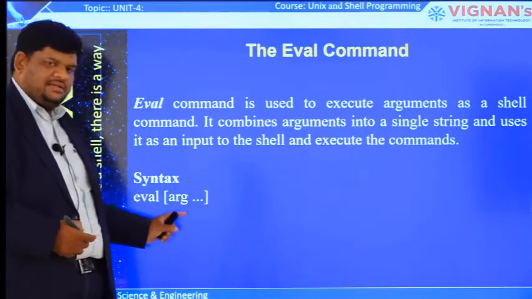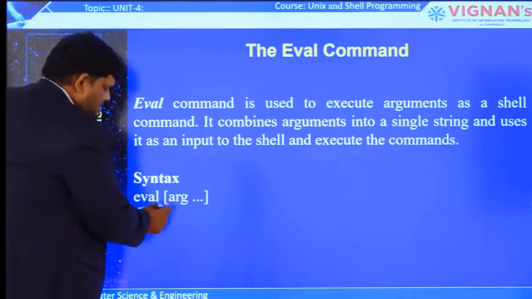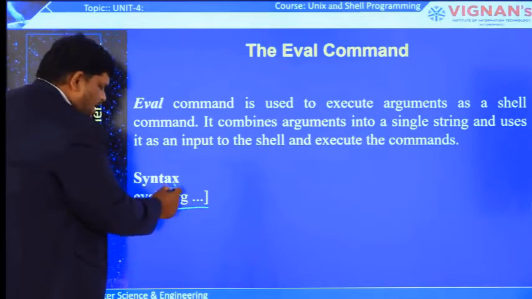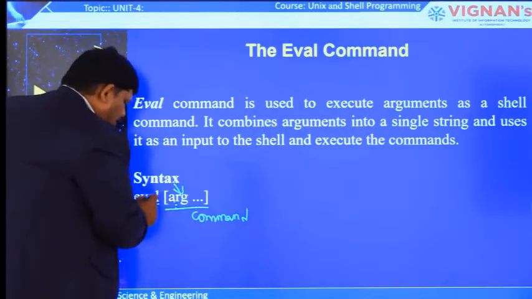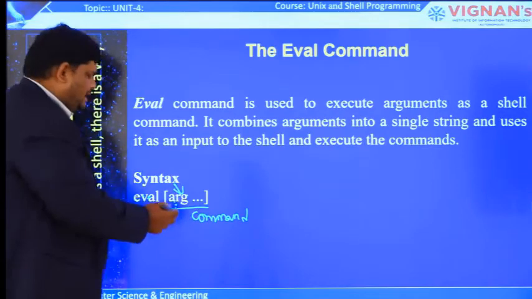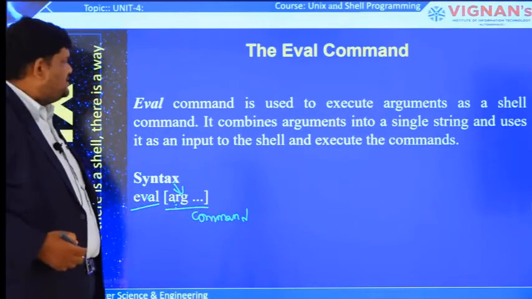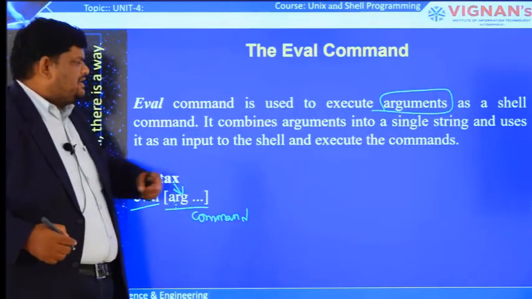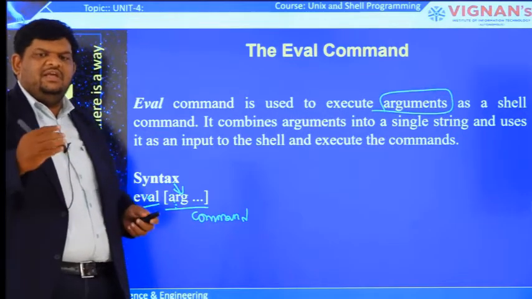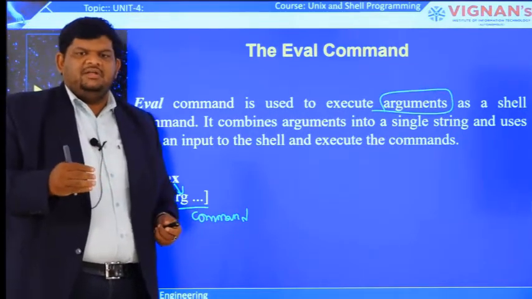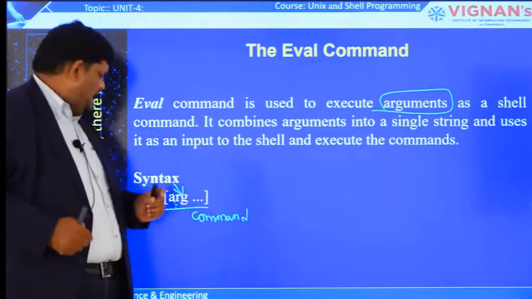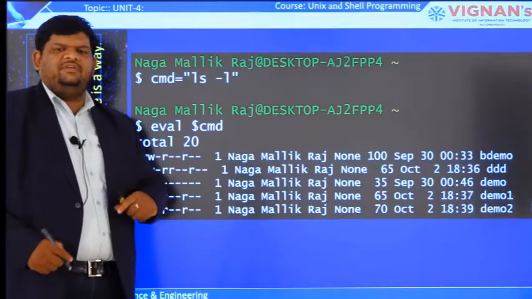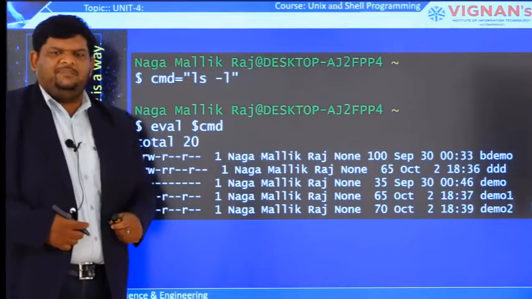For example, consider this syntax: the eval command, and for this command I am providing some argument. It will execute this argument. That means this argument contains some command, and it will evaluate that command and give the output. For that reason we say the evaluation command is used to execute arguments. The arguments contain some commands, or previously we can assign some commands to that argument. If you want to execute that argument, it is possible with the help of the eval command. Let us see some examples of how the eval command will be helpful to users.